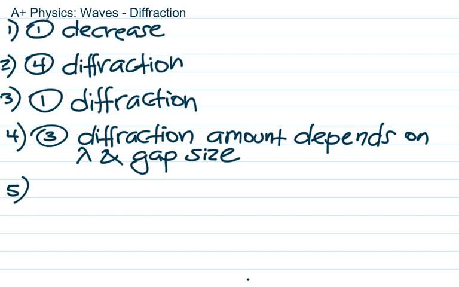The semicircular wavefronts is common. People usually remember that, but people mess up the wavelength. So let me show you a common wrong answer and then the right answer. So here come the waves coming from the left. They hit that opening and they're going to diffract on the other side.